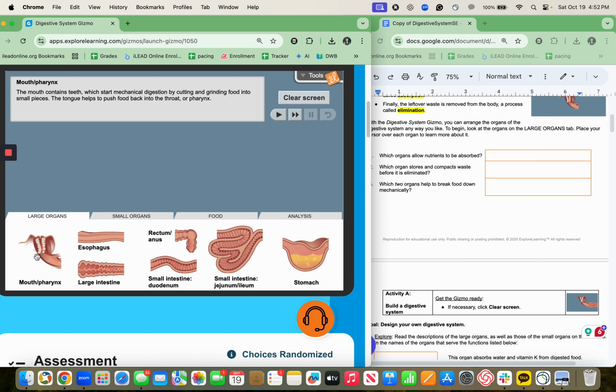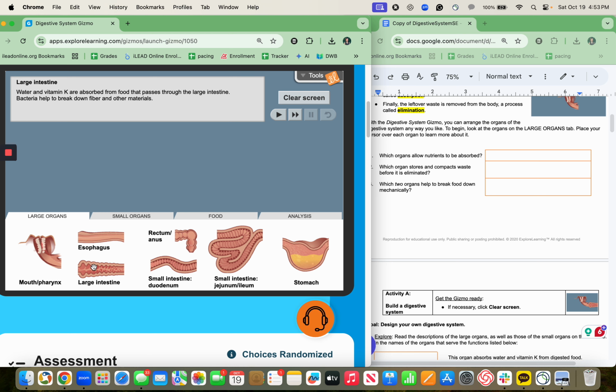Let me see. Here's the mouth, and it's kind of a weird picture. What are we looking at here? Are these the teeth? Yes. So this is like a person looking up their head and their teeth and going down their throat into the esophagus. So it says the mouth contains teeth, which starts mechanical digestion by cutting and grinding food, and the tongue pushes it back into the throat or pharynx. Here, the esophagus is a tube lined with mucus, and it contracts to move food from one end to another.